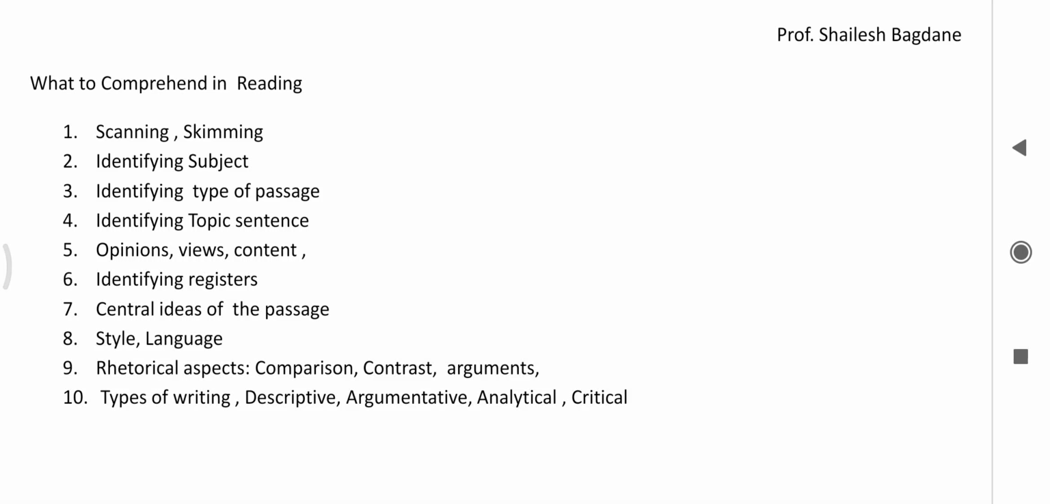Then the next important thing that you have to identify is the central idea. What do these words stand for? What are the words that are used? Are they indicating something? So you need to point out the subject of the passage. Identifying the subject of the passage comes out of the skimming and scanning process, and you get some idea that this passage belongs to this field.